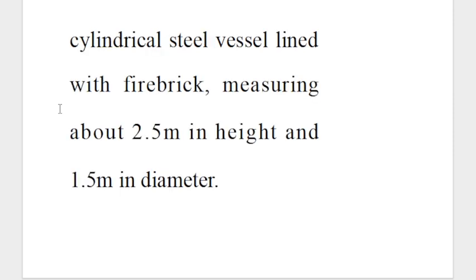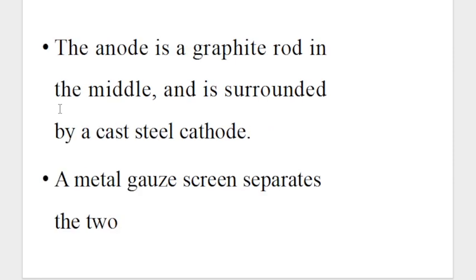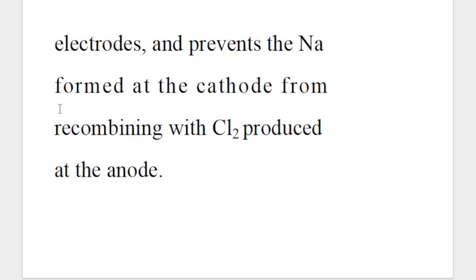A Downs cell comprises a cylindrical steel vessel lined with fire bricks measuring about 2.5 meters in height and 1.5 meters in diameter. The anode is a graphite rod in the middle and is surrounded by a cast steel cathode. A metal gauze screen separates the two electrodes and prevents sodium formed at the cathode from recombining with the chlorine produced at the anode.